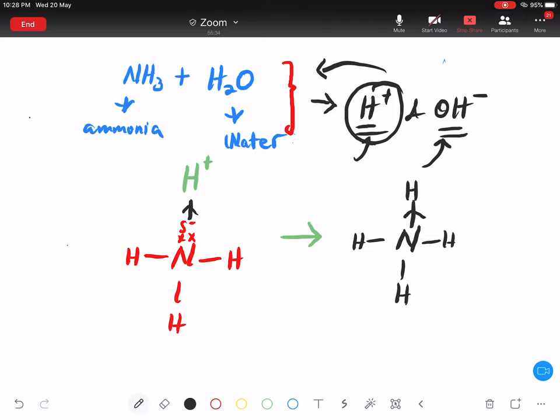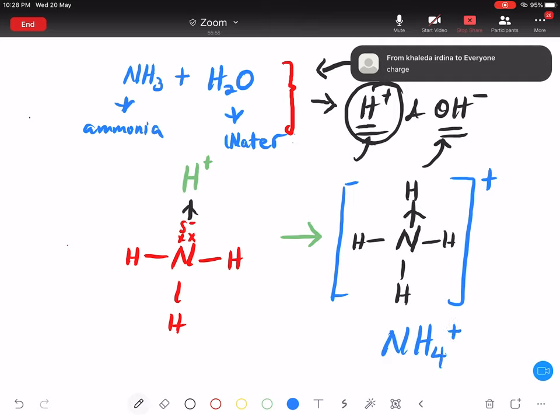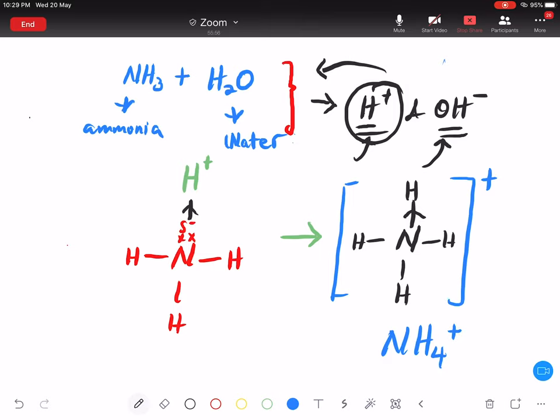So, what is the return for this one? Apa return dia? Sebagai balasan dia dapat apa? Dia dapatlah NH4+. Ini ammonia. Ini ammonium. Dua benda yang berbeza. Ammonia, ammonium.